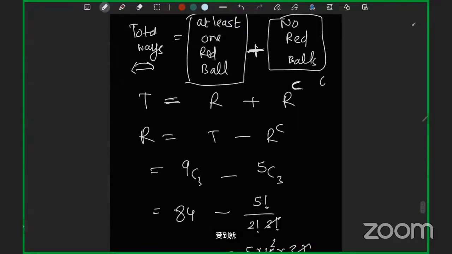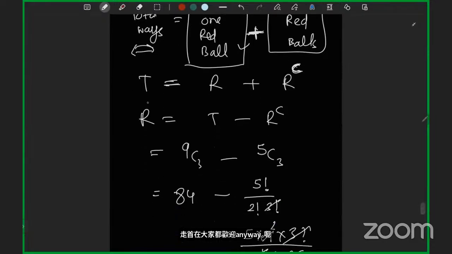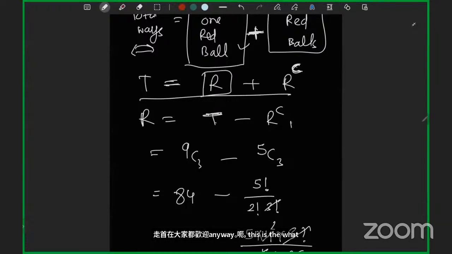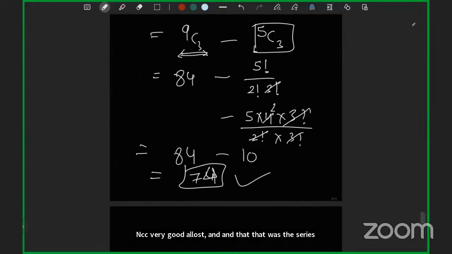So there are no balls in the selection that have red color. That is what I have to find. So I can bring it another way: if I want to find R, I can write total minus the R complement, right? The total I know, NC3 ways I can choose all of them, and the complement is 5C3. So I'll subtract that from 84, and that way I'll have 84 minus 10.